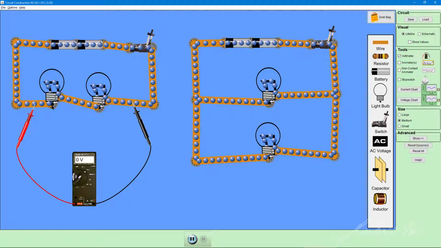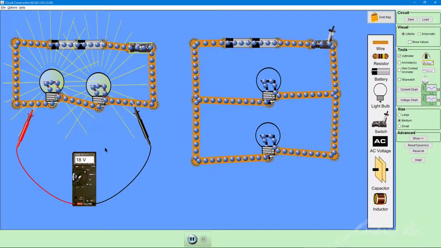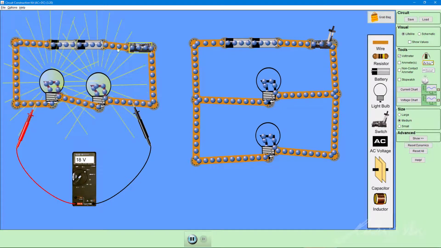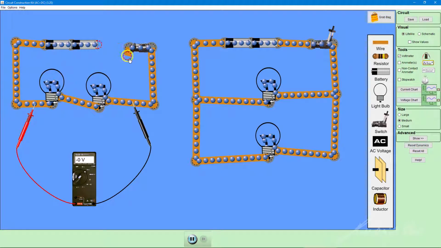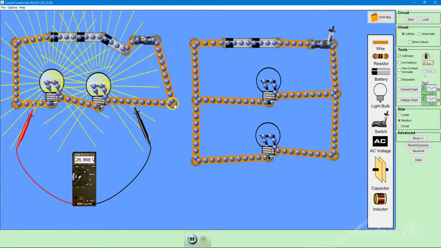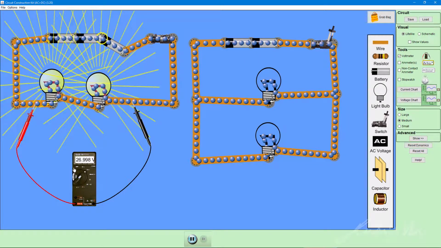So let me set this up and close the switch. You can see that we are getting a reading of 18 volt. And what will happen if I increase the number of battery? Let me include one more battery. Okay, now you take a look. Now you take a look, the voltage increased to 26.998 or 27, and this is the voltage across these two light bulbs.